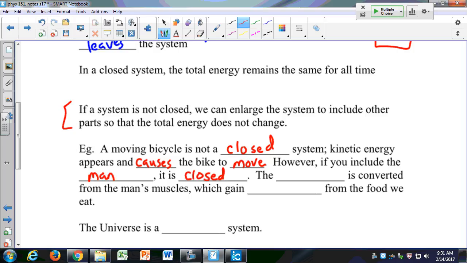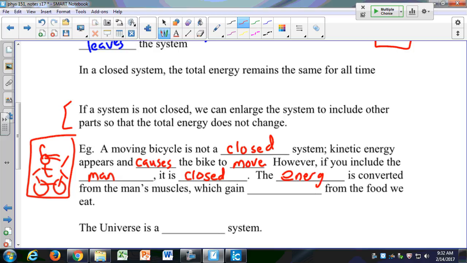If we just think of the bicycle all by itself without the guy, that's not a closed system, because we have energy somehow coming into the bike and making it move forward. However, if we consider that there's a guy on the seat that's actually pedaling it, and we take the system to be this entire thing, then we can think of it as a closed system. The energy is converted from the man's muscles, which gain energy from the food we eat.